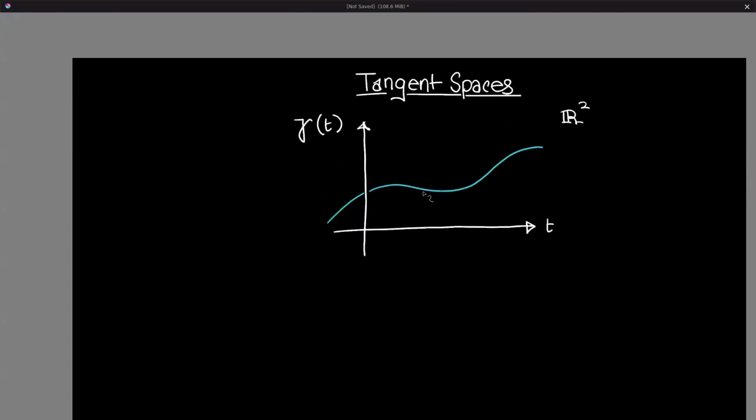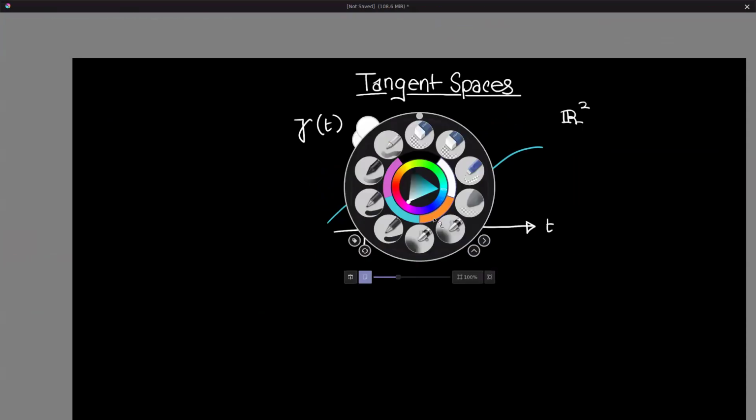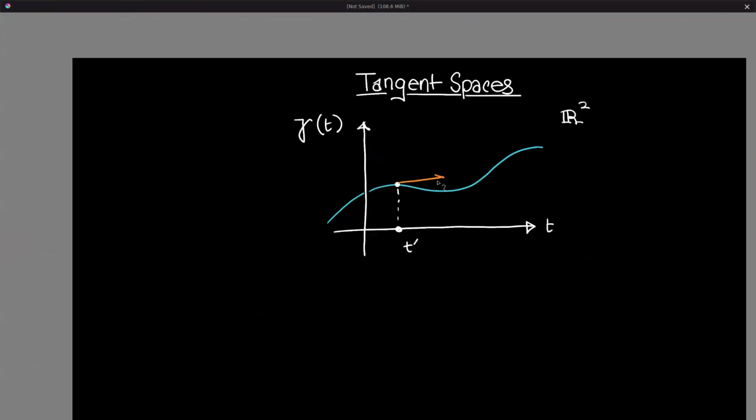And let's say we choose a point on this curve. Let's call that point t prime. Then we might draw a vector that points in the direction that is right along this curve, touching it at only one point.